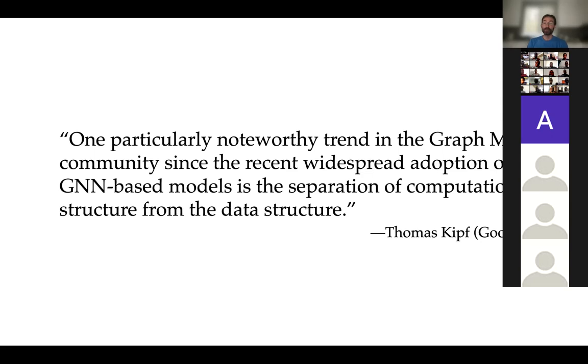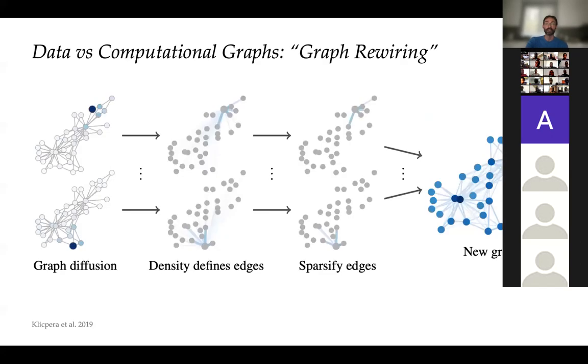So this is Thomas Kipf, from the fame of the GCN architecture that we discussed in the recent lecture. He's currently at Google. He notices this trend in the GraphML community: the separation of computational structure from the data structure. And we mentioned it a little bit, and I think Peter also referred to it in his lecture, this idea that you don't necessarily need to stick to the input graph to do your message passing.